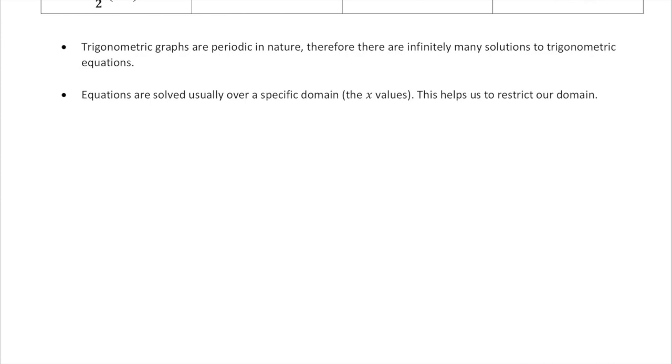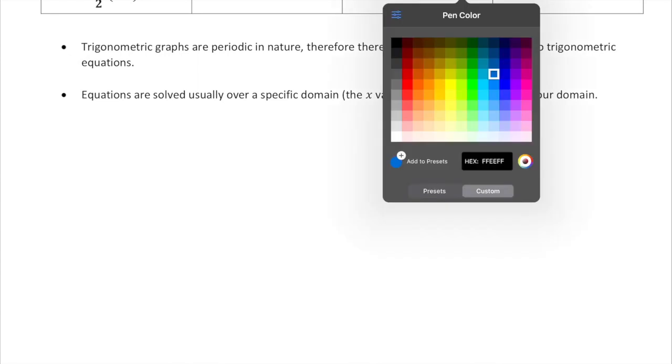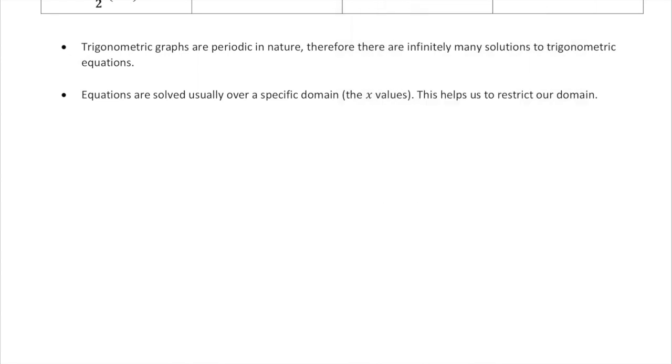Now, before we go into solving some equations, I just want to recall a few things. So I'm going to start by drawing our unit circle here.